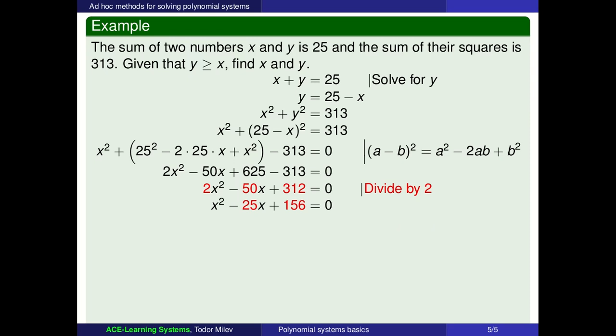So now we can try to guess the solutions of this quadratic equation by factoring. So I could now factor this quadratic equation with respect to x. However, this particular quadratic is not so easy to factor. Why? Because 156 has many divisors. So many divisors.